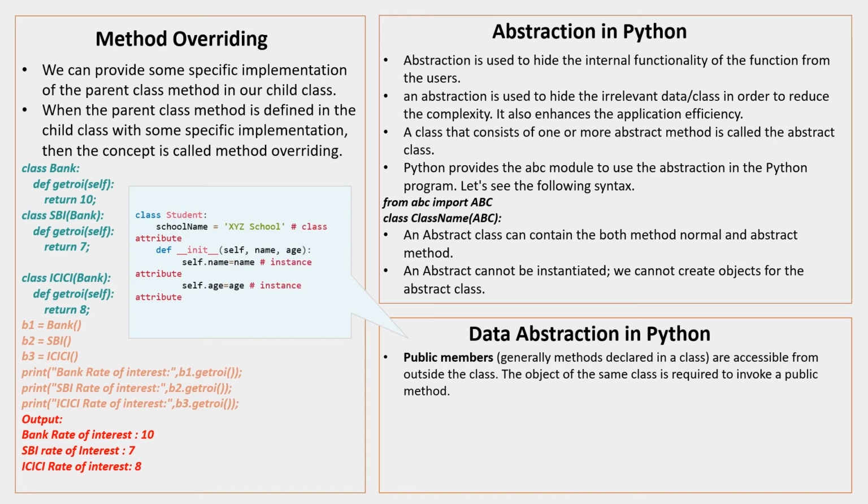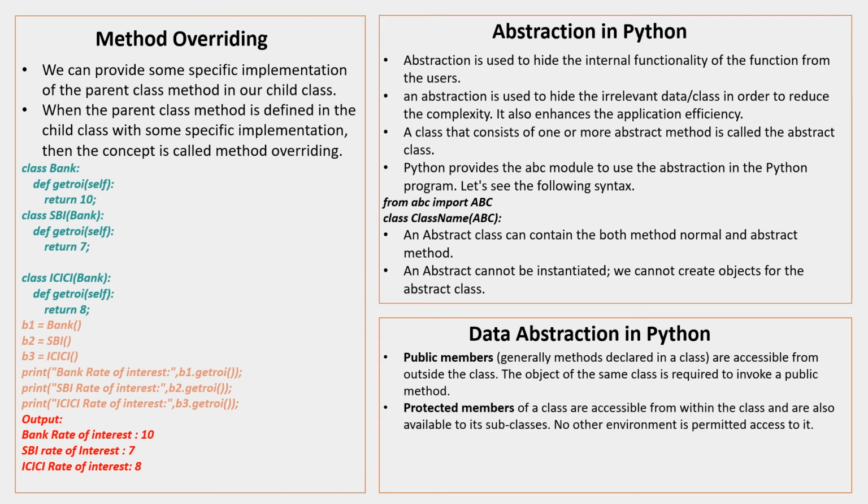So whatever variables or names that we have given, school name or age, these are all called public members. These are all part of that class student, but these are public members, and these can be accessed from outside the class also. The object of this class is required to invoke a public method. So that is the main objective of putting these public members.